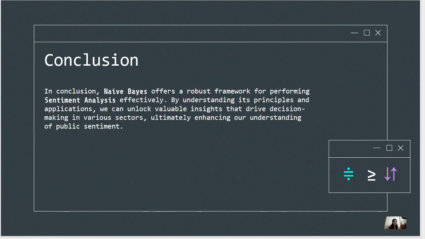Next is the conclusion. In conclusion, Naive Bayes offers a robust framework for performing sentiment analysis efficiently. Through its principles and applications, we can unlock valuable insights that drive decision making in various sectors, ultimately enhancing our understanding of public sentiment. So, thank you guys.